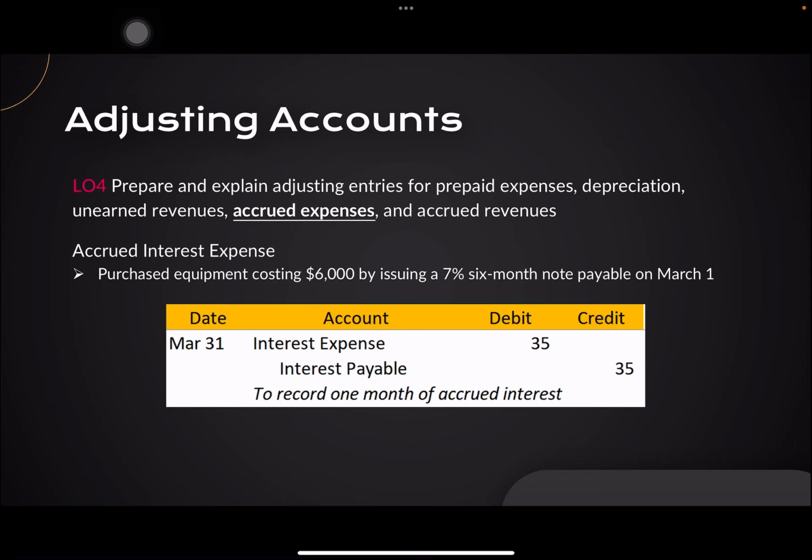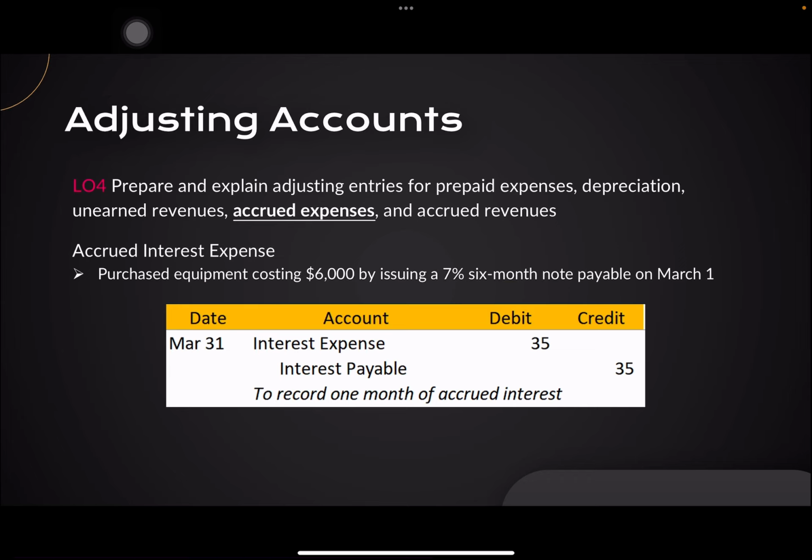So in this case, again, in every journal entry, there are 5 components to it. You would need to put the date of the transaction, the debit account and the credit account, as well as the amounts associated to these accounts, and a brief explanation on the transaction. Since expense, the normal balance of this is a debit, we put interest expense on the debit side to show that the expense account increased.